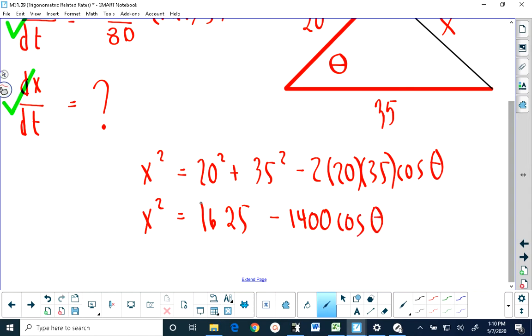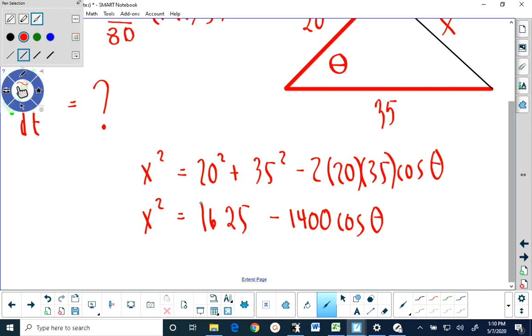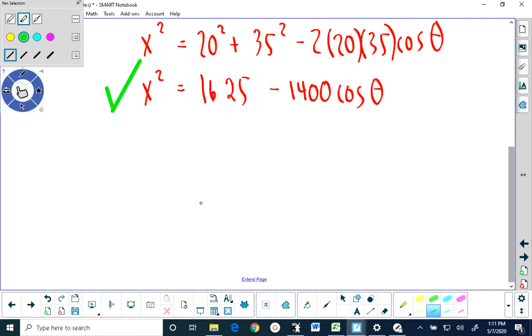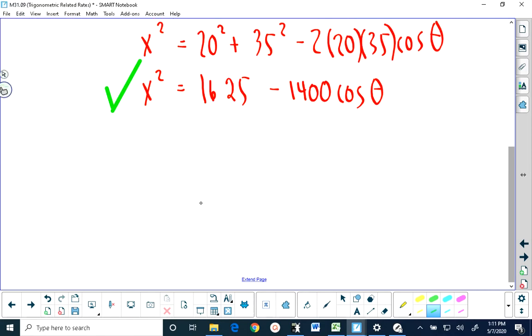Negative 2 times 20 times 35 is negative 1400. So that's our second step. Our first step is to compile that list of rates of change. Our second step is to develop an equation relating those variables. Your third and final step, which is sometimes where there's an awful lot of work, is to differentiate that equation with respect to time so that you can answer the question.